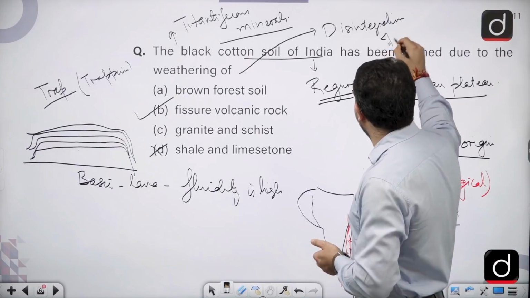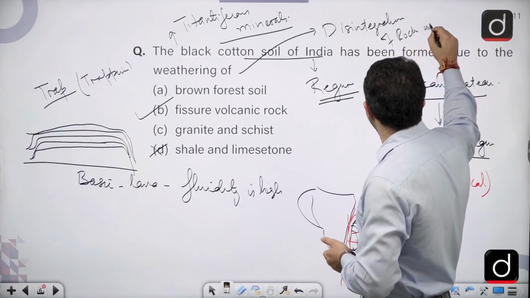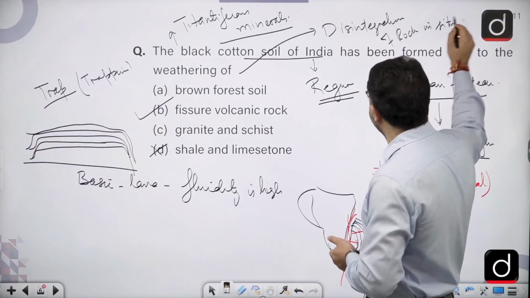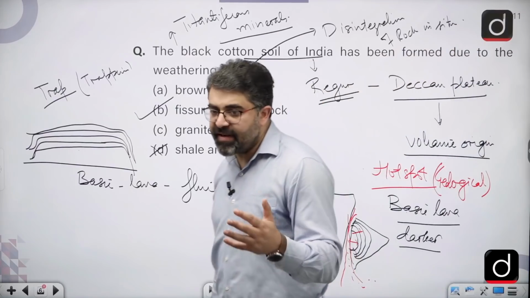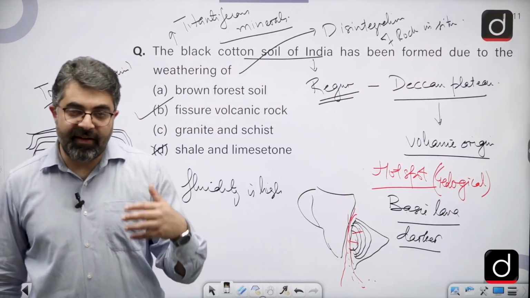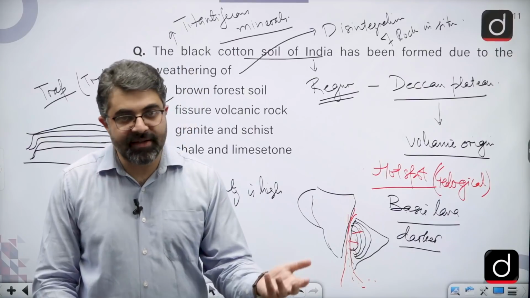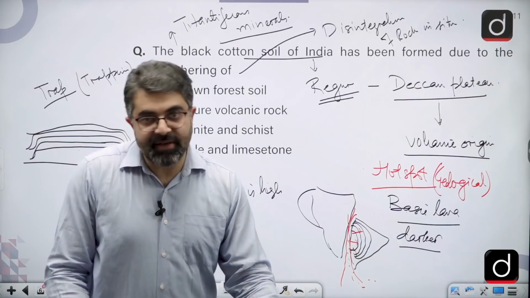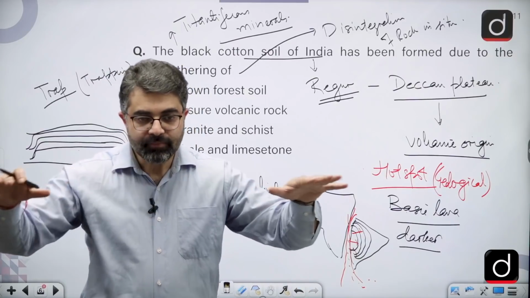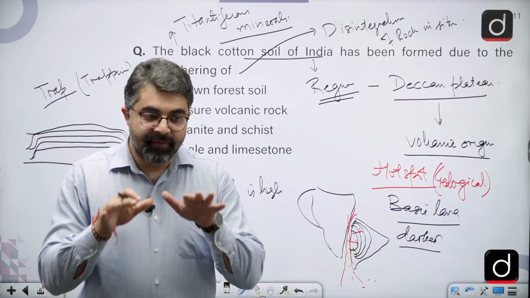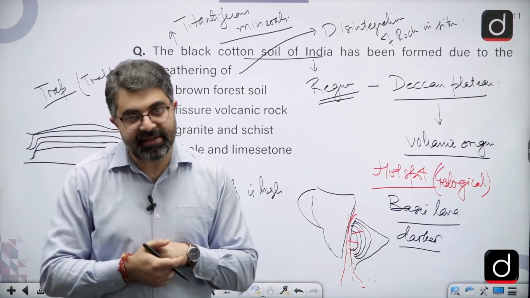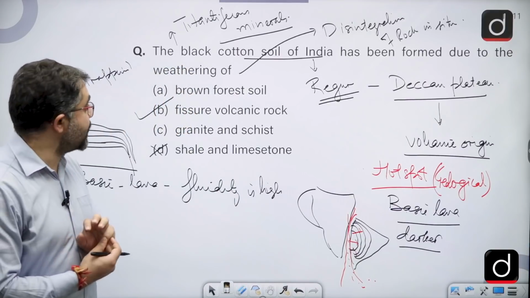Disintegration of rock in situ without getting displaced. If it gets displaced, then it's called erosion. If it remains there at the surface only, it is the process of weathering. So weathering of these fissure volcanic formations in the Deccan Plateau has led to the formation of this black soil.